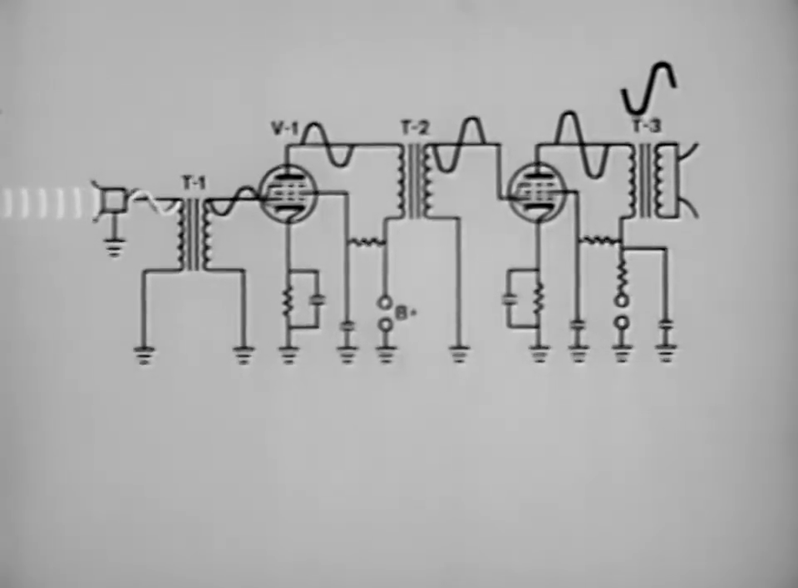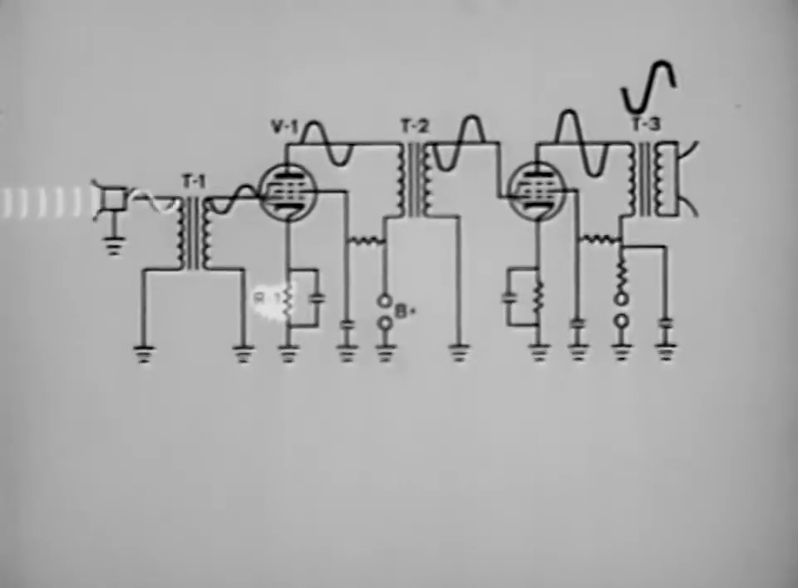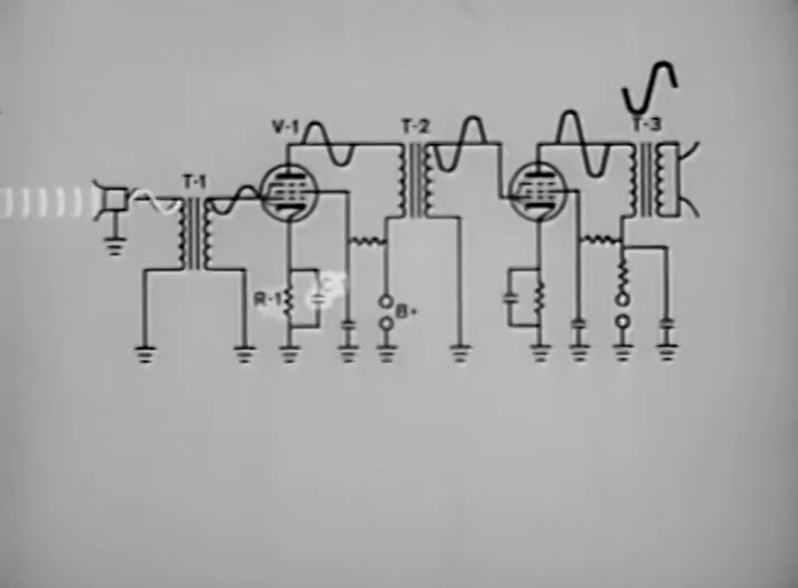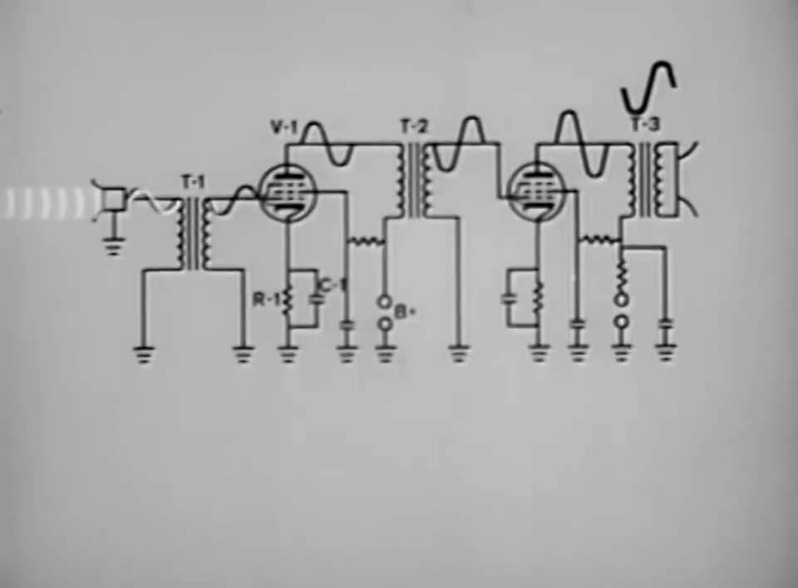V1 is a standard pentode tube, with the plate voltage being applied from the B+ supply through transformer T2. The bias for the tube is developed by the cathode resistor R1 and held constant by the bypass capacitor C1. The input signal influences the current flow through the tube, and this current, passing through the primary of the interstage transformer T2, induces a stepped-up voltage into the secondary. The same action is repeated for V2.